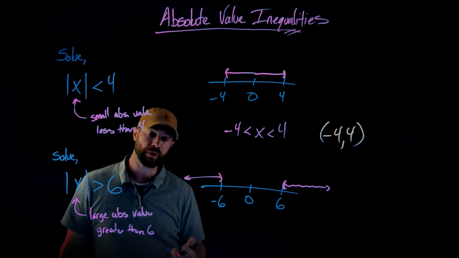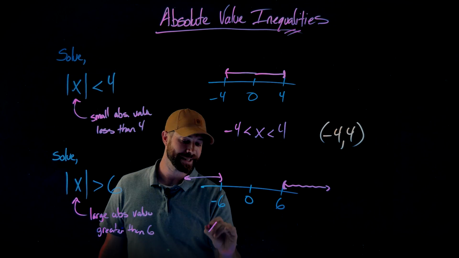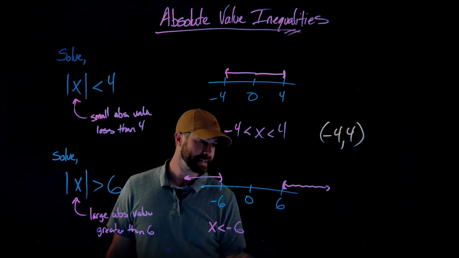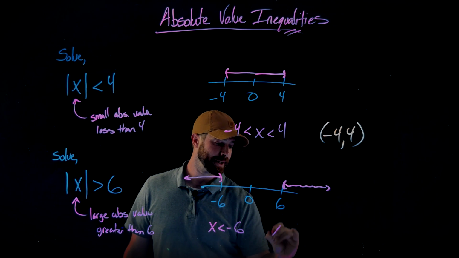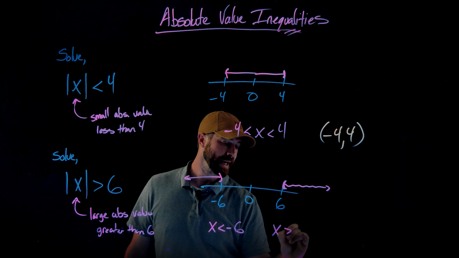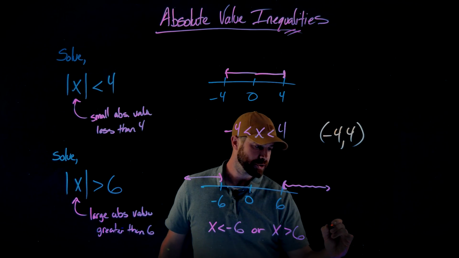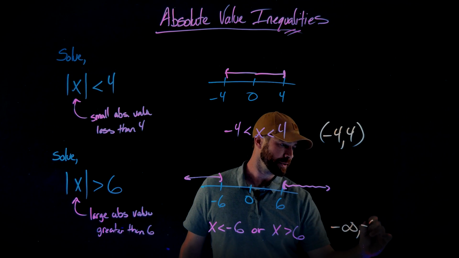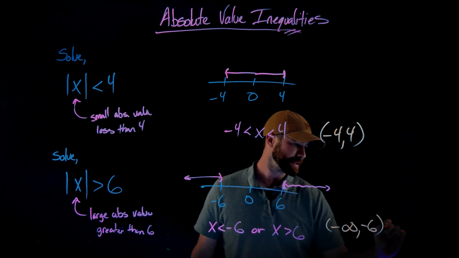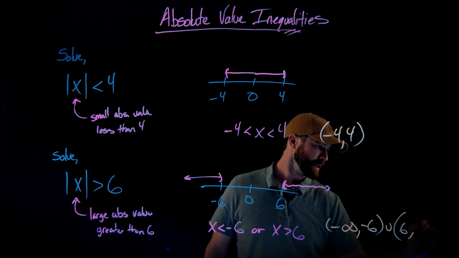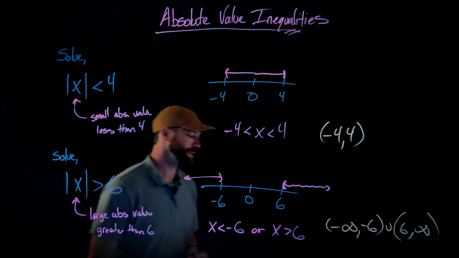As an inequality, these are two disjoint sets. The numbers less than negative 6. In this case right here, I have the numbers greater than 6. As an interval, I would write these two disjoint sets like this. These are the numbers less than negative 6, and these are the numbers greater than 6 right there.